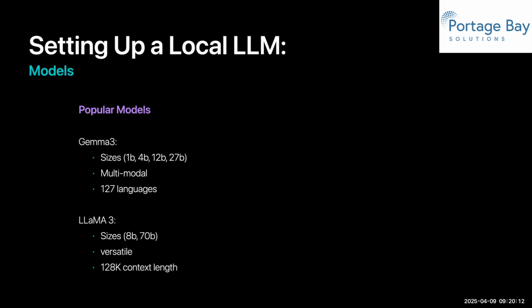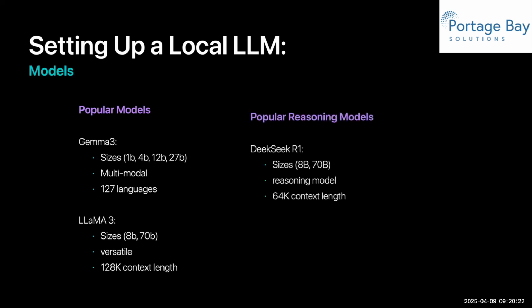For popular reasoning models, some models that are working really well are, everybody's probably heard of it, DeepSeek R1, which is out. And there are some new reasoning models that just recently came out that might be even better than that, but they require a little bit more hardware. DeepSeek R1 comes in an 8 billion parameter, so you can run it in a 16 gigabyte GPU pretty reasonably. It's got a 64K context length, and some of that can be adjusted as you go through it.